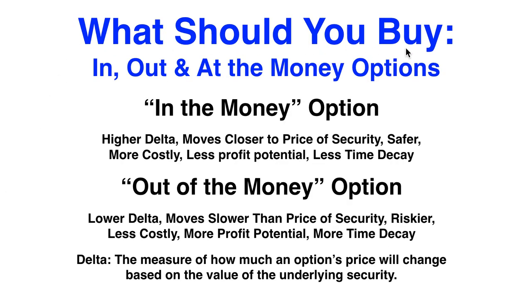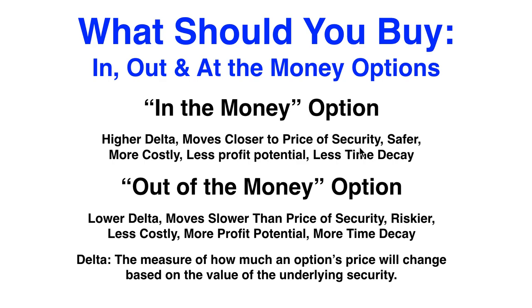Now, what should you buy when you're looking to practice trade options? In, out, or at the money options? Well, understand, in the money options, you have a higher delta. What is a delta? Well, we explain that at the bottom of our graphic here. The measure of how much an option's price will change based on the value of the underlying security. So when you have an in-the-money option that you purchase, you have a higher delta. That means it moves closer to the price of the security.